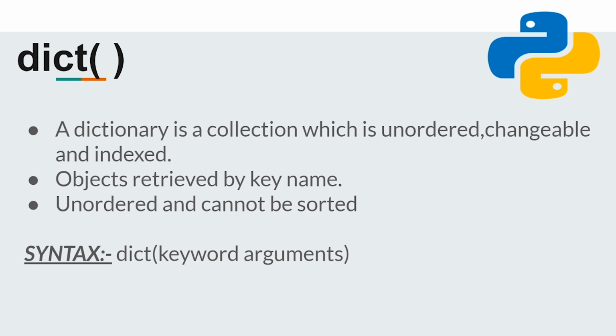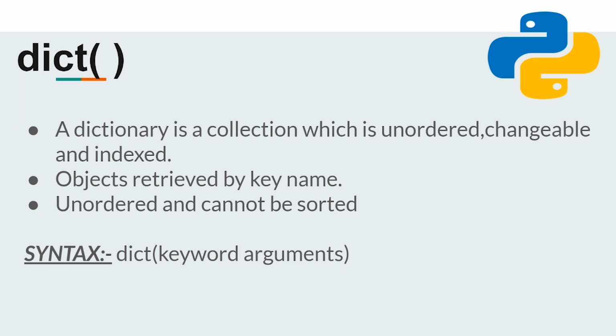In today's video, we'll be talking about the data type dictionaries. Dictionaries are represented by curly brackets, and a dictionary is a collection of elements which is unordered, changeable and indexed. So objects are retrieved by key name. Here the elements inside a dictionary are considered to be a pair of key and its respective value. The elements are unordered and cannot be sorted.